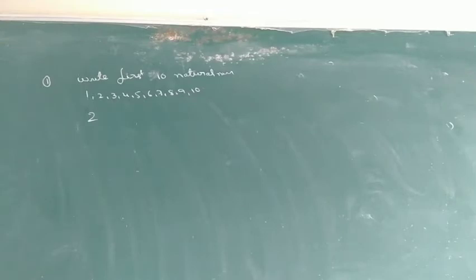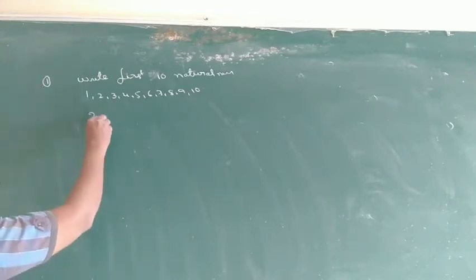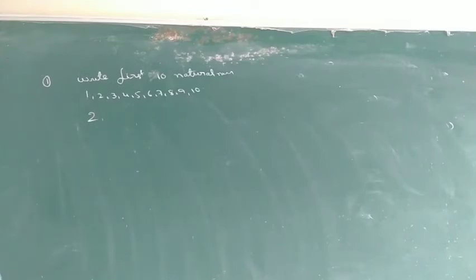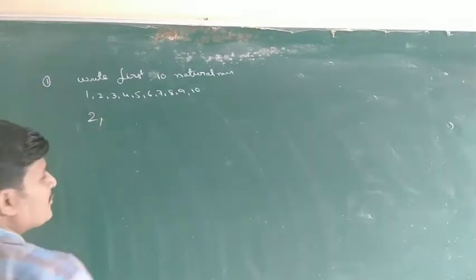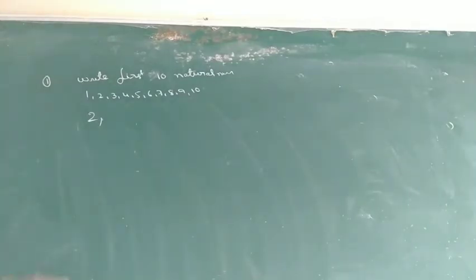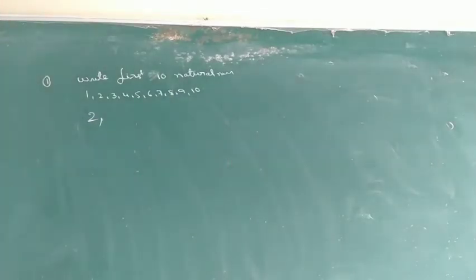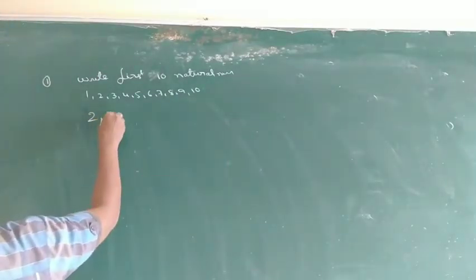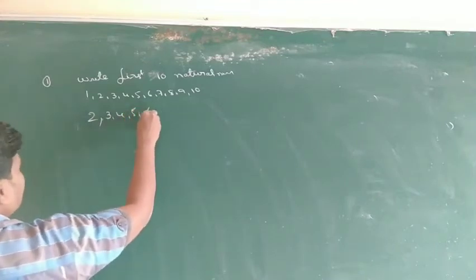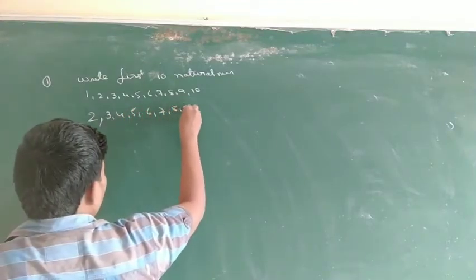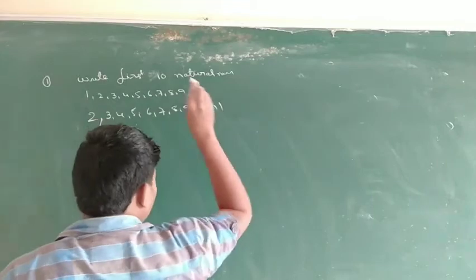Write 10 natural numbers. The starting number is 2. Means what? How many numbers? Starting number 2, you will write 10 natural numbers, which means 2, 3, 4, 5, 6, 7, 8, 9, 10, 11.